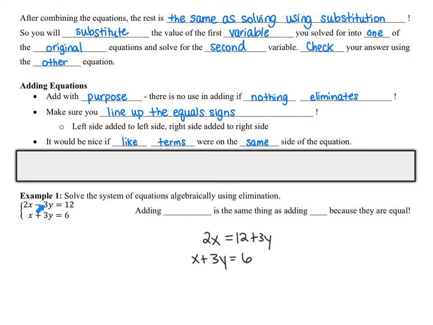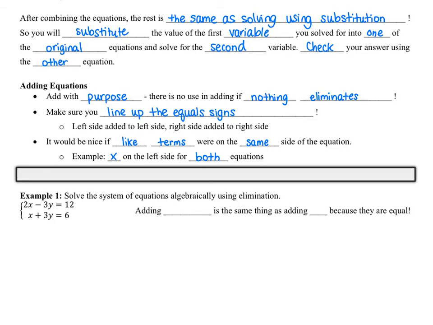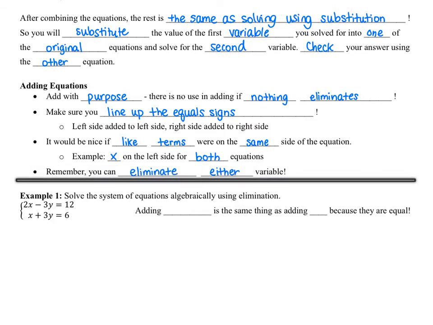We would still be able to combine the negative 3y with the 3y if it was over here because they're both on the left side of the equation. But we really want it to line up nicely. The x's, the y's, and then the constant terms on the other side. And that's called standard form that I've touched on just a bit and something that you'll study a lot in algebra. And so I just have on that next line, so example x on the left side for both sides of the equations. And remember, you can eliminate either variable.